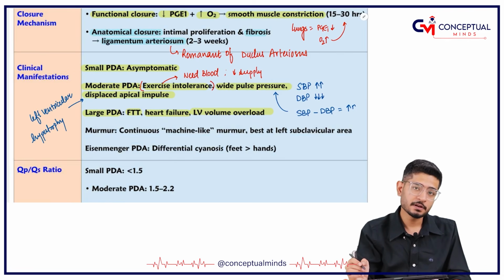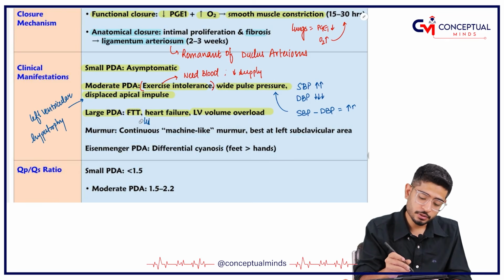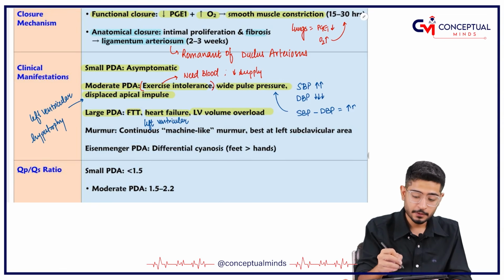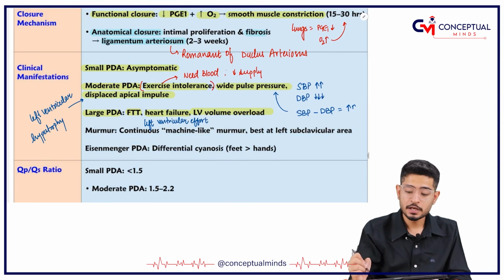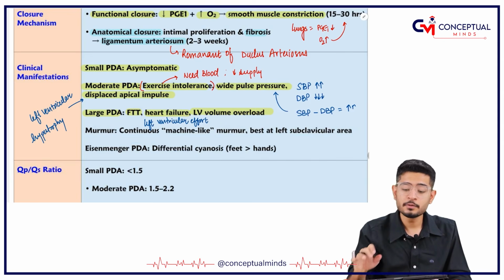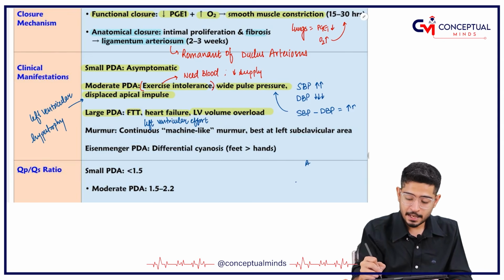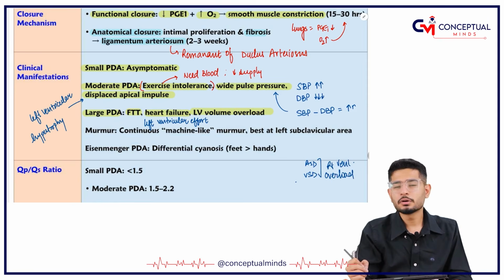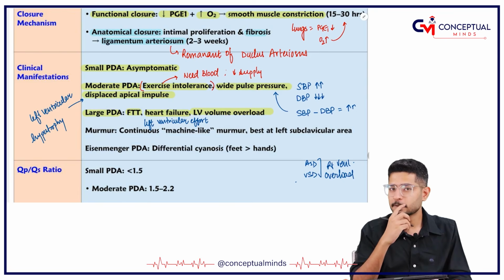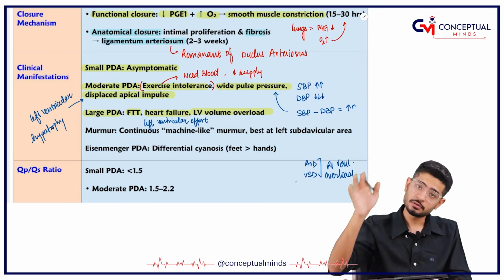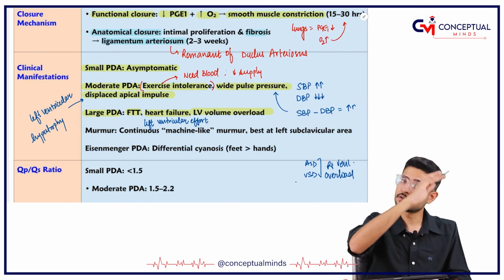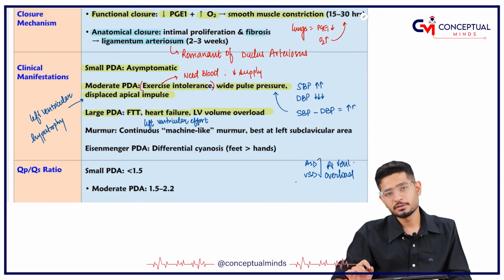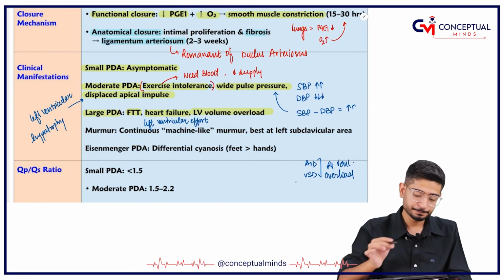Why is there heart failure? Because the left ventricle has to put in a lot of effort to push the large amount of blood which is coming. So here it is a left ventricular volume overload, whereas in ASD and VSD, my dear friends, there is a right ventricular overload. Here there is no right ventricular overload because no blood is going to the right side. In fact, more blood reaches the left side, because the pulmonary artery is also going to the lungs and then supplying blood to the left side. You got it?